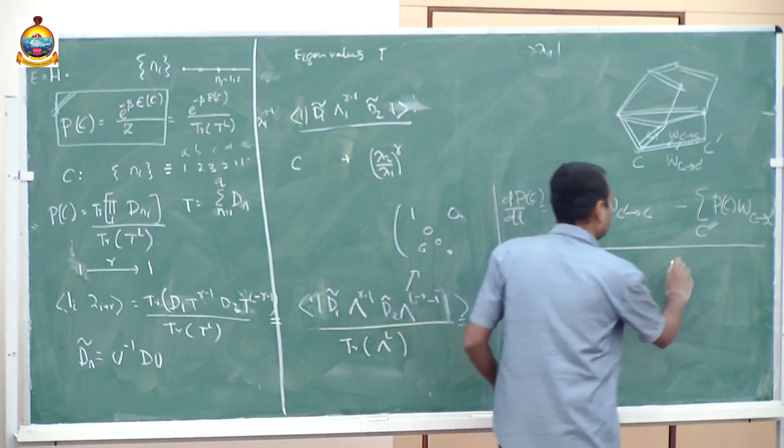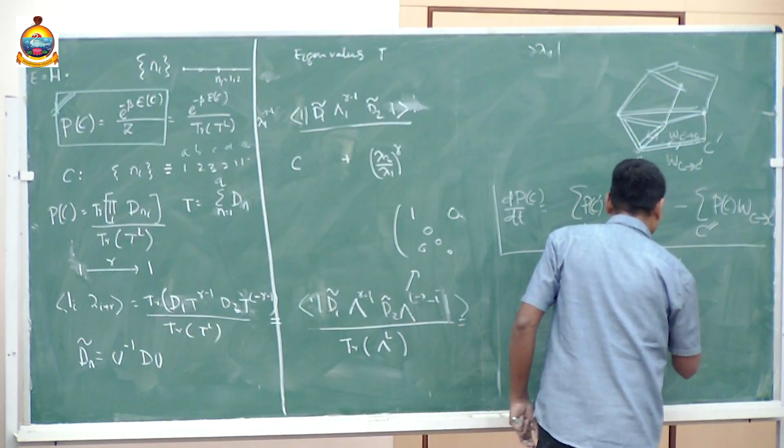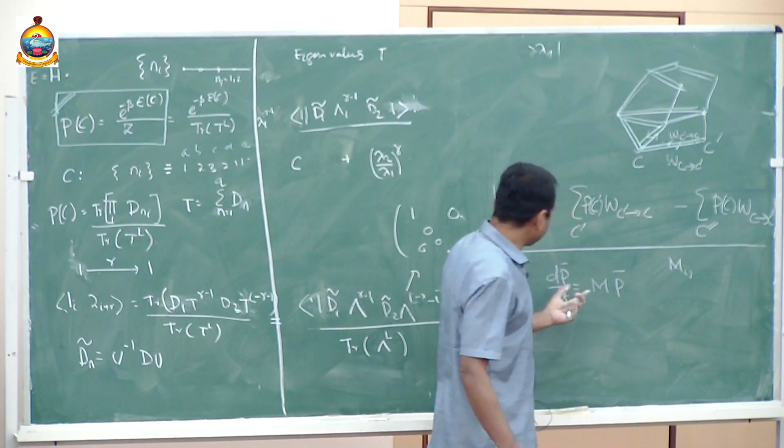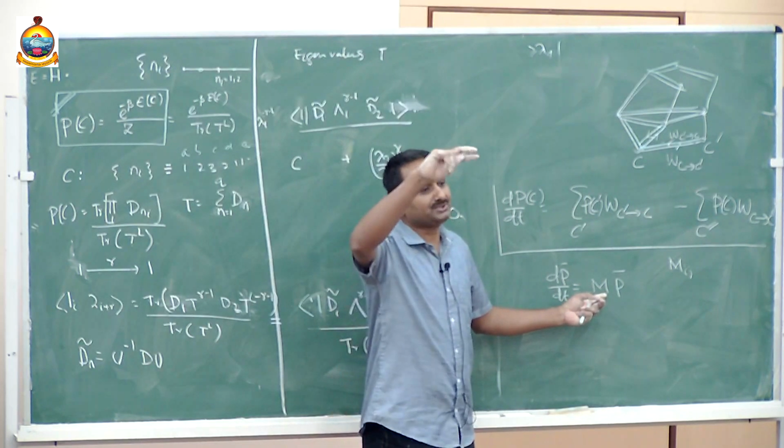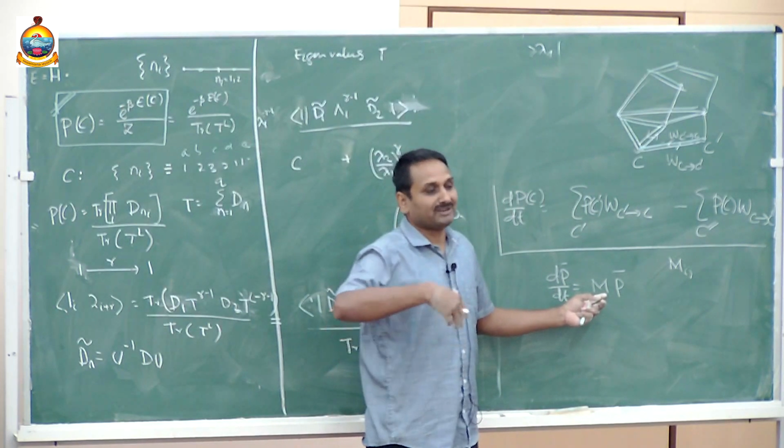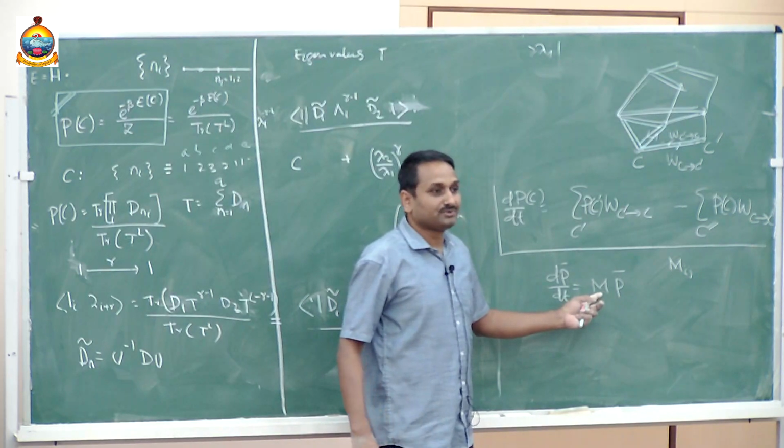So again, to complete, the matrix element M_ij. What is the dimension of this matrix? For example, in the Ising model, if there are two variables at each site, in a one-dimensional system, what is the dimension? 2 to the power L.